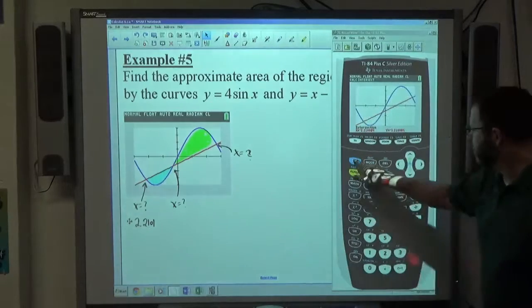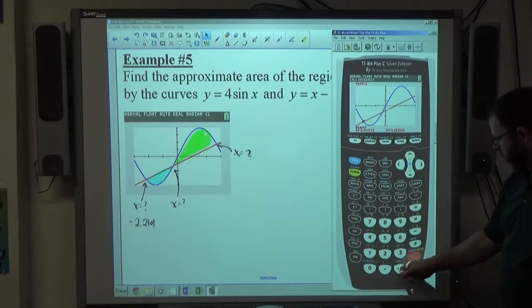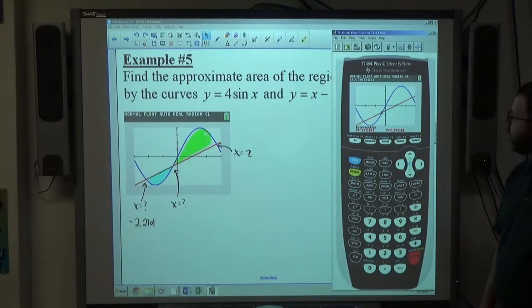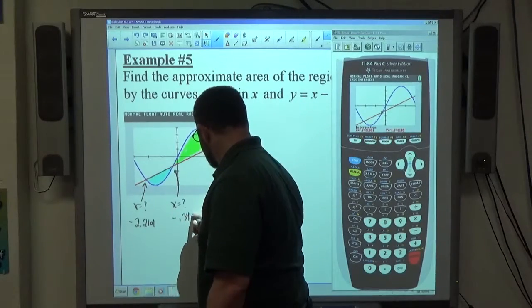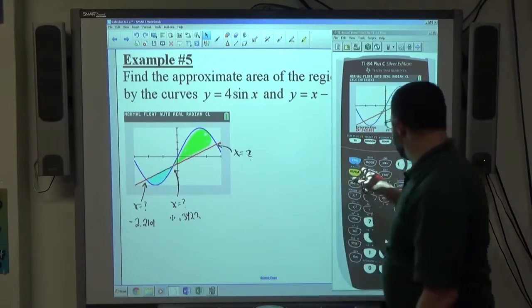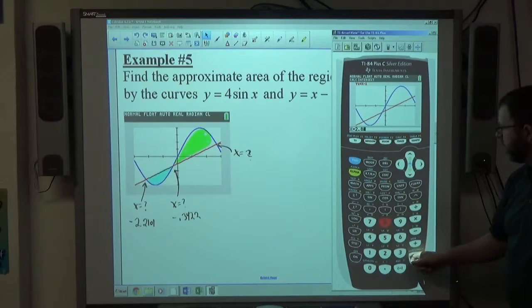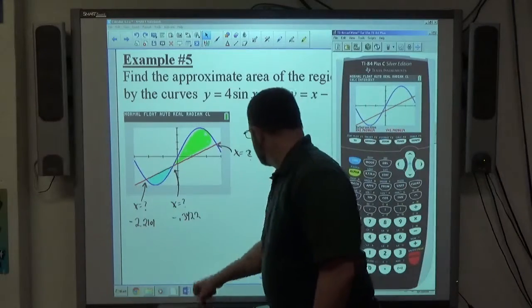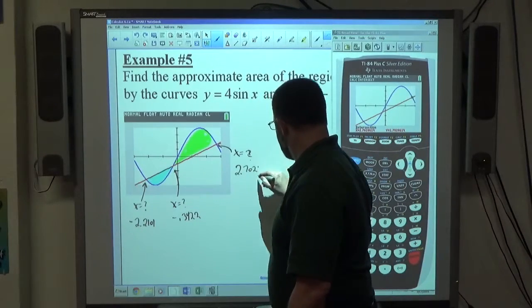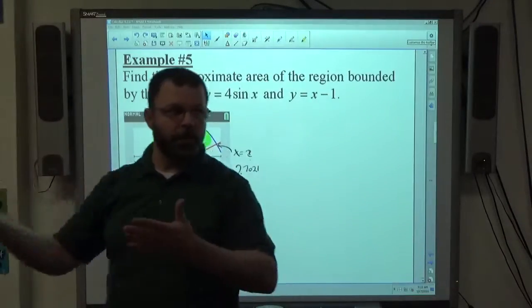The next point of intersection, second Calc 5. Enter, enter, I'm going to guess -0.3. It's -0.3422. And finally, second Calc 5, enter, enter, and guess about 2.8 maybe. 2.7021. So I have everything I need to know now. I know the top function, I know the bottom function, I know the intervals.